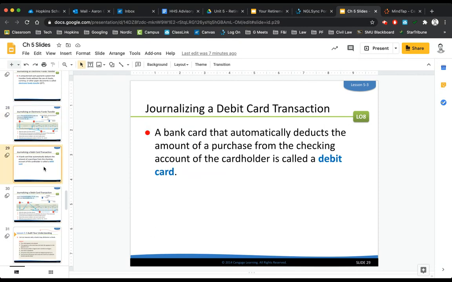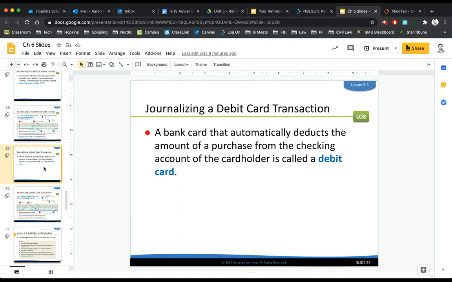All right, third and final new transaction for lesson 5.3 is journalizing a debit card transaction. So just like you guys a lot of times have checking accounts and debit cards that you use when you go to buy things, you swipe your card and you get the stuff. The machine authorizes your bank to release funds to the store in which you're buying something. You're using a debit card. It's pulling funds straight out of your checking account.